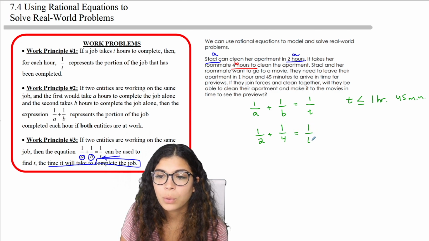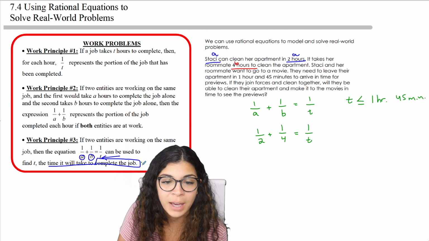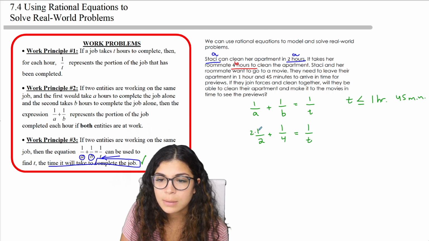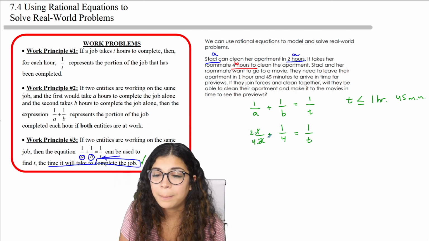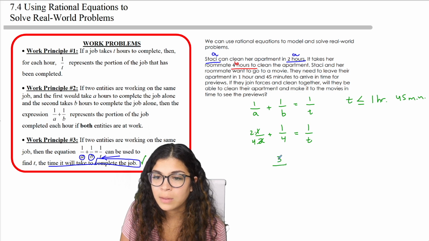And we're solving for T. How much time does it take them to complete the job together? So let's change this to 2/4 so that we can combine. We need a common denominator in order to combine. So we have 2 plus 1, which is 3, and then the denominator of 4 stays the same.